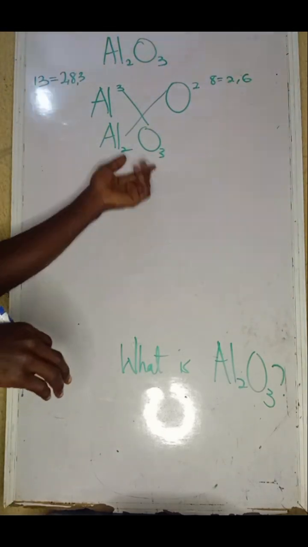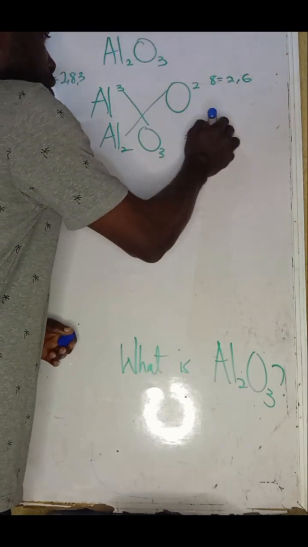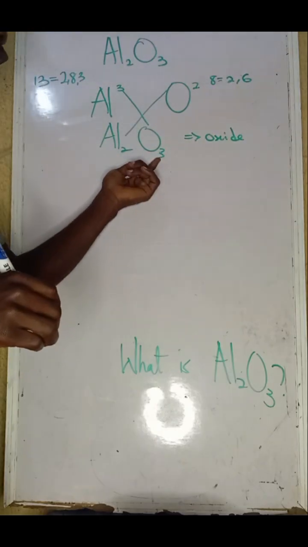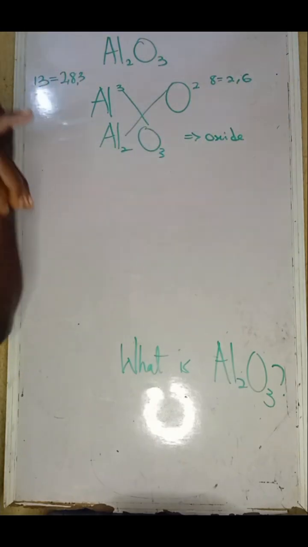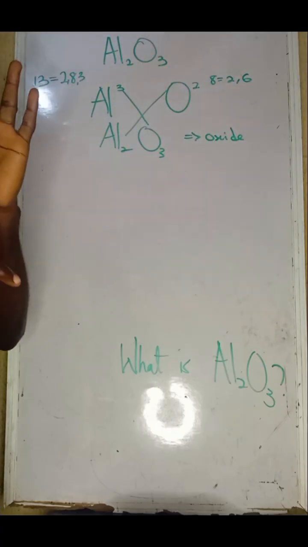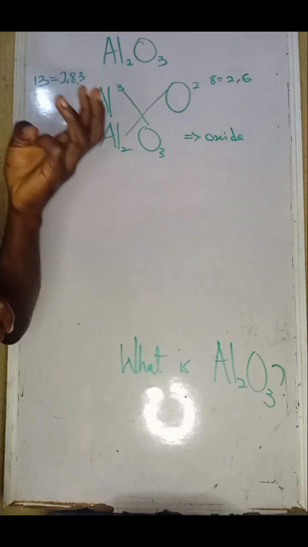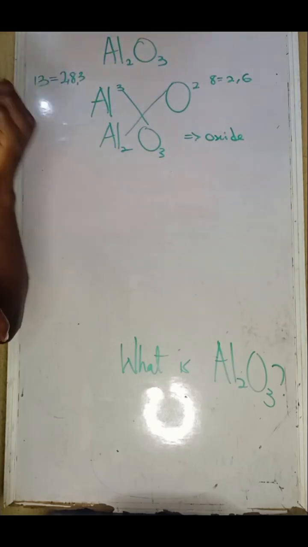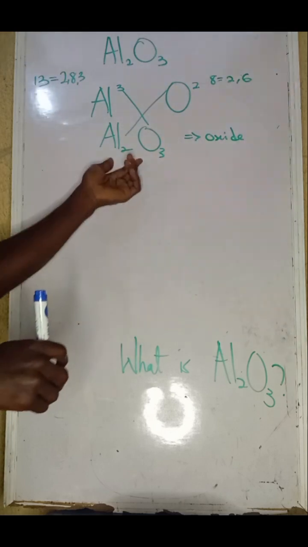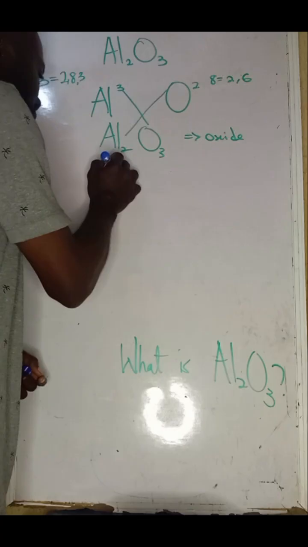Now, this is an oxide. Why do we call it an oxide? The reason why it is an oxide is that it is a compound of oxygen. So compounds of oxygen are called oxides. But what kind of oxide? Because we have 3 different kinds of oxide, basically. We have the acidic oxide, the basic oxide, and the amphoteric oxide. But what kind of oxide is aluminium oxide? Aluminium oxide is what we call an amphoteric oxide.